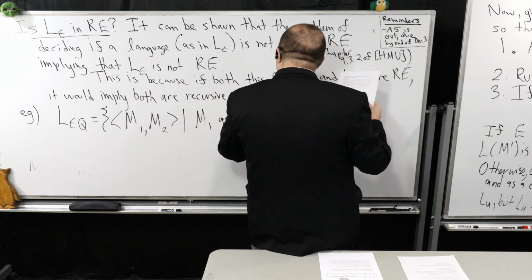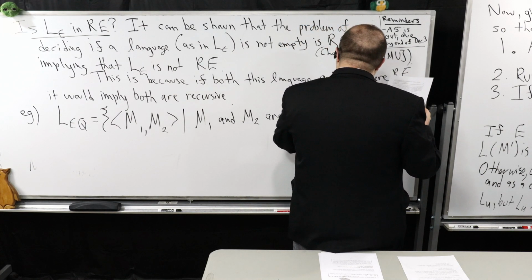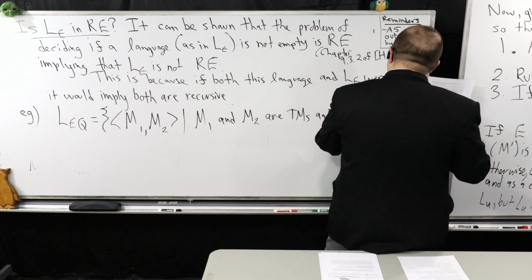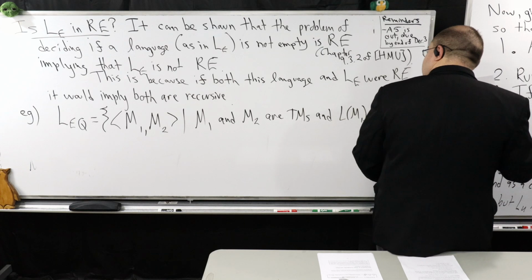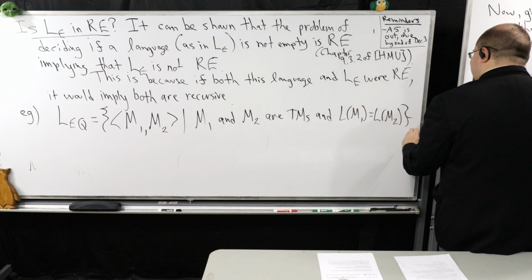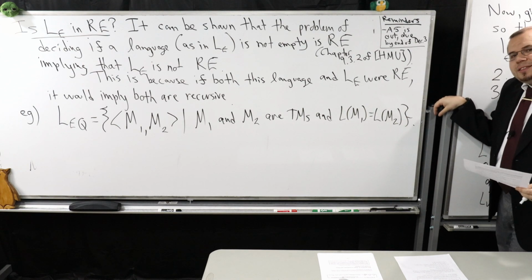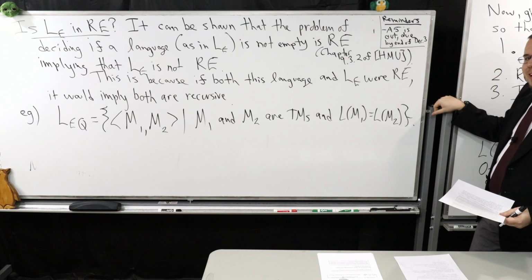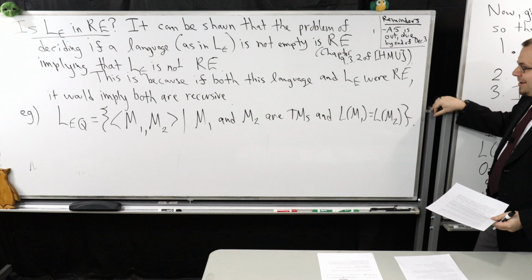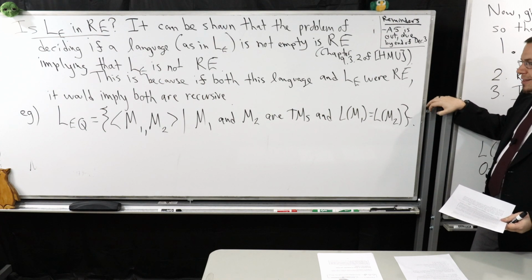M1 and M2 are Turing machines, and the language of the first Turing machine is equal to the language of the second Turing machine. So I'm going to consider this one. I want you to think about what this definition means for this language. Think about it in the most practical context you can think of, in connection with something like the Church-Turing thesis.